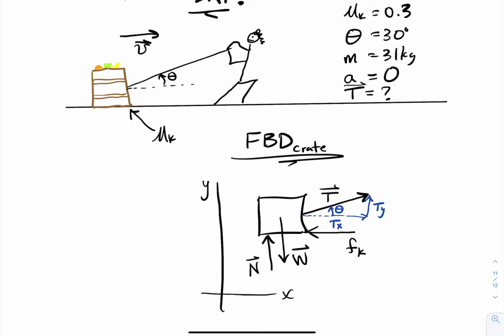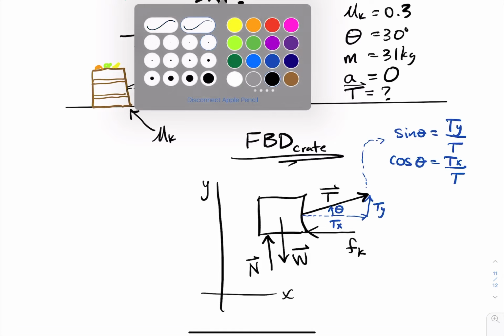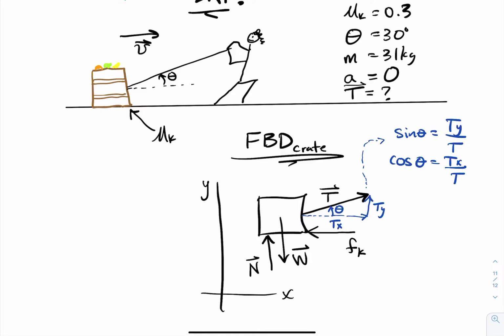It might be a good habit to form as soon as you draw a right triangle here. We could show that sine of the angle is Ty over T, and cosine of the angle is Tx over T. That's just for this triangle in particular. Opposite is Ty, adjacent is Tx, and that's how we get these sine and cosine identities. And we're just going to keep those there in case we need a Tx or a Ty later. So that's a nice complete FBD.